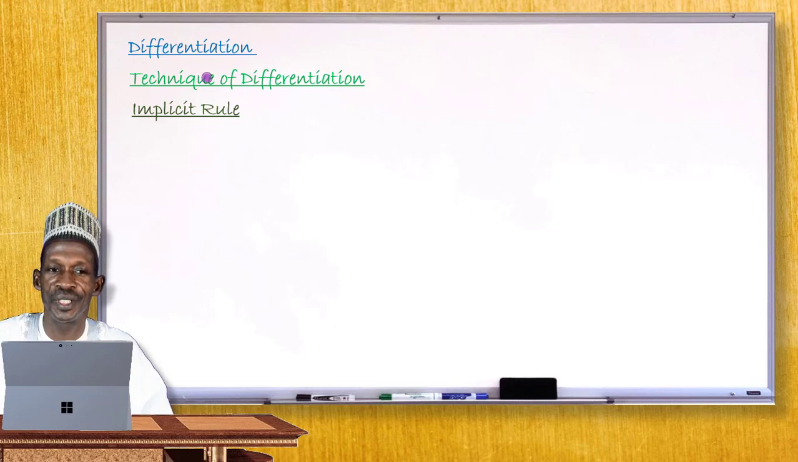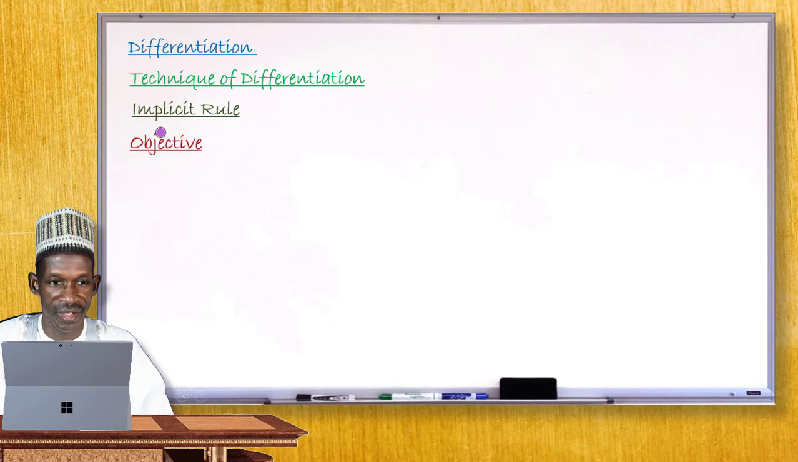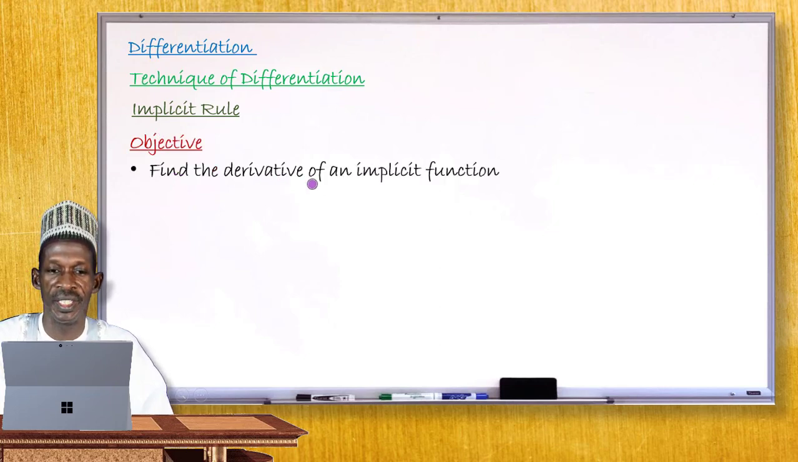Today, in continuation with your main topic, differentiation, and learning how to find the derivative of some special functions, we are going to take the fourth technique, and this technique is called the implicit rule. So let's begin. After completing today's lesson, my dear student will be able to find the derivative of an implicit function. This is what I hope you'll be able to do after completing the lesson today.